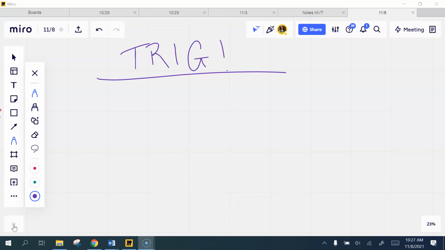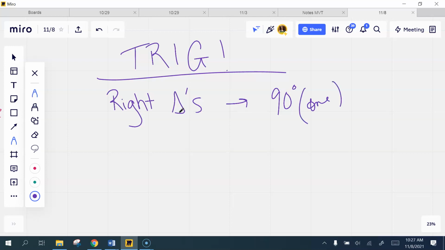Trigonometry is embedded in triangles, and they are a special kind of triangle. Do you know what kind they are? Right triangles. Right triangles, of course, means there is a 90 degree angle. One 90 degree angle. Why can't I have more than one?